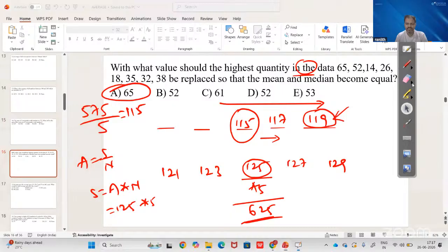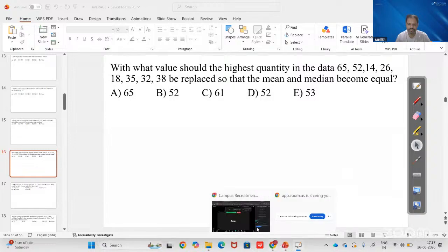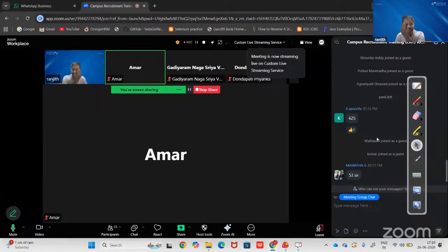Next one. What is the answer for this one? So try to solve this one. Done. 53.